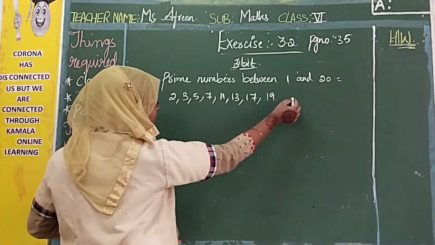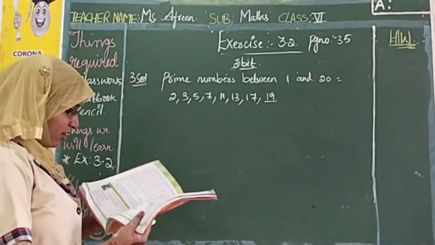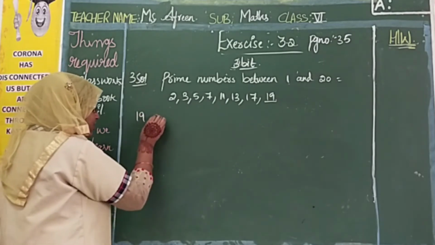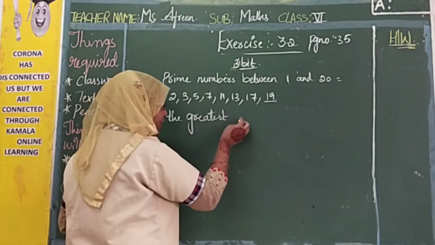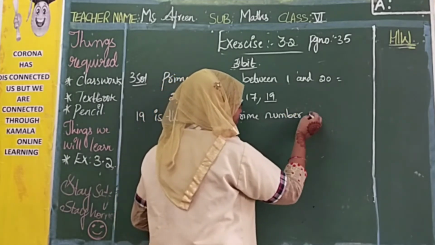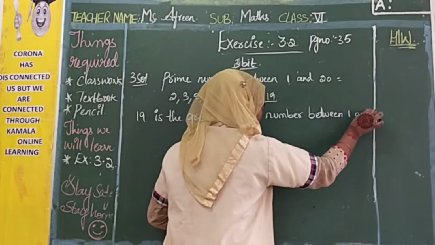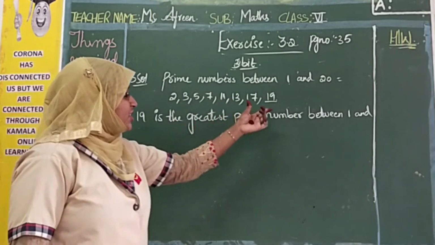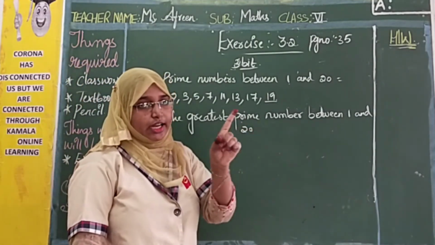Now if you see which is the highest number among these, 19 is the highest, that is the greatest number. So what is our answer? The greatest prime number between 1 to 20 is 19. We have written all the prime numbers and which is the highest here. 19 is the highest among them all. So 19 is the greatest prime number between 1 and 20.